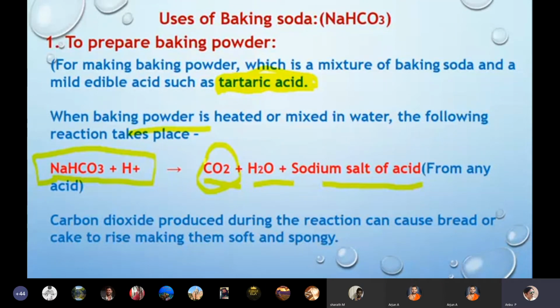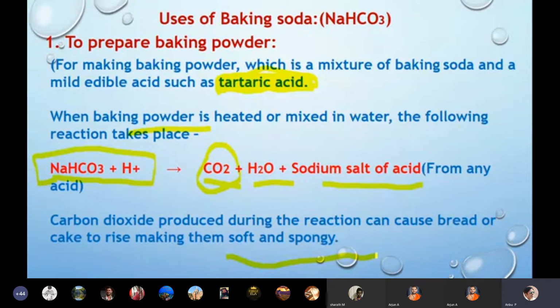The carbon dioxide gas produced during the reaction causes bread or cake to rise, making them soft and spongy. This is how baking soda has been used. The first use of baking soda is to prepare baking powder. Baking powder is nothing but baking soda mixed with an edible acid, tartaric acid. That is the difference between baking soda and baking powder.